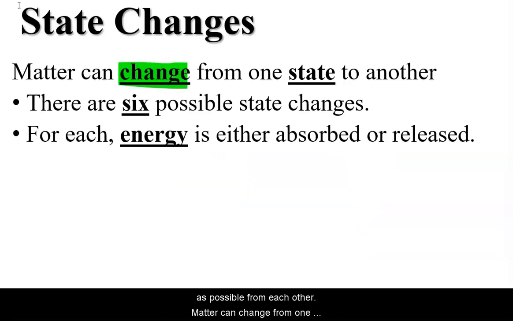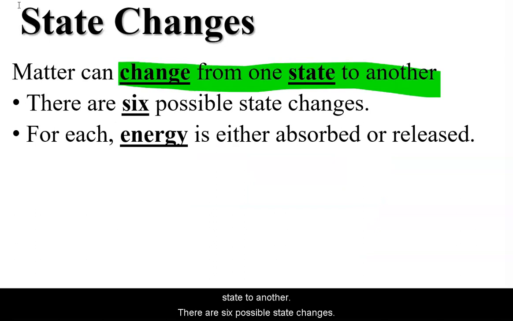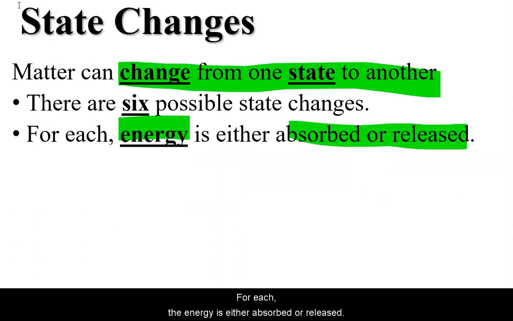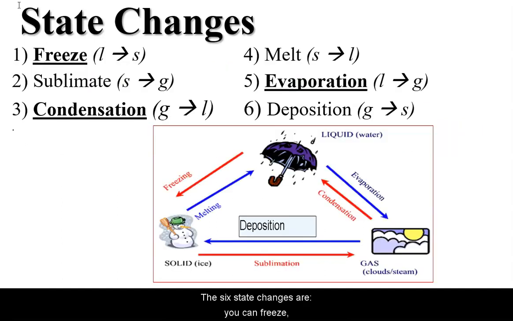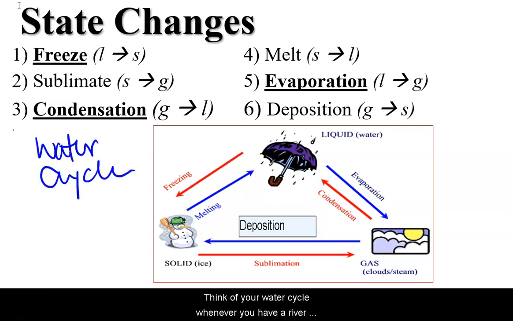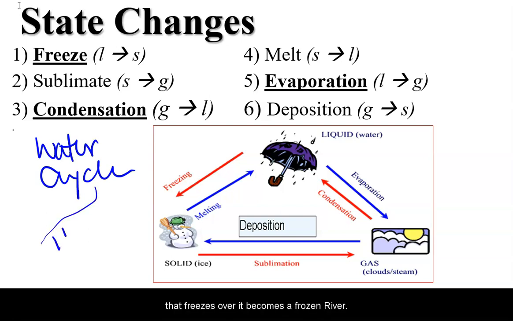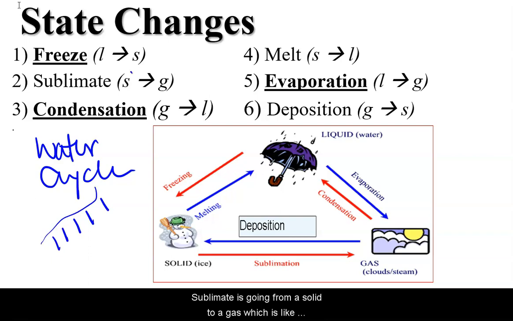Matter can change from one state to another. There are 6 possible state changes. For each, the energy is either absorbed or released. The 6 state changes are: you can freeze, sublimate, condense, melt, evaporate, and deposit. Think of your water cycle. Whenever you have a river that freezes over, it becomes a frozen river. Sublimation is going from a solid to a gas, which is like your dry ice.